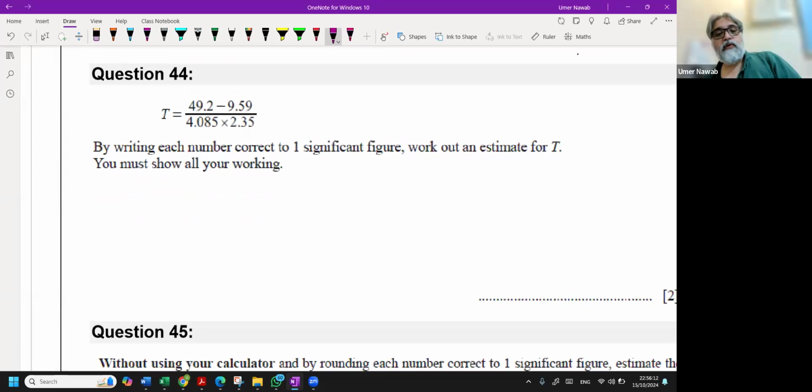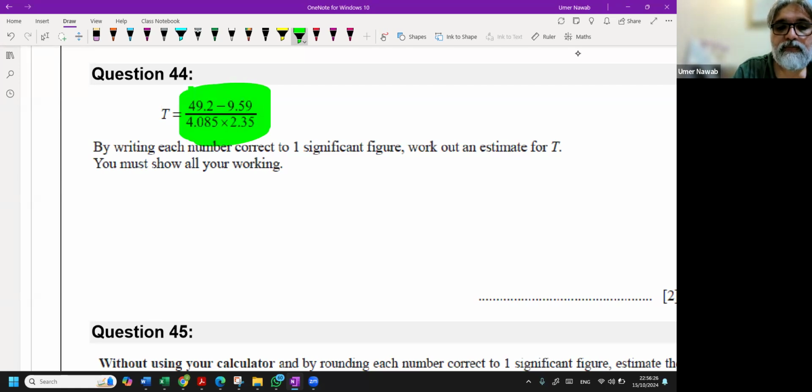Question number 24, very, very important. As you guys can see, I have to write each number to one significant figure and then estimate it. So 49.2 can be approximated to one significant figure, then it will turn into 50. 9.59 turned into one significant figure is written as 10.